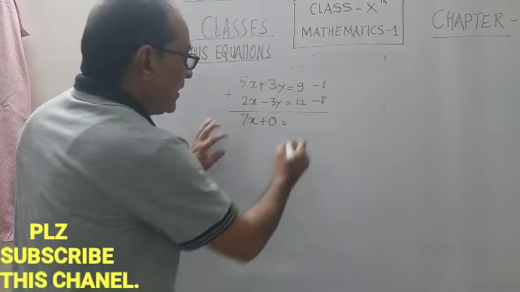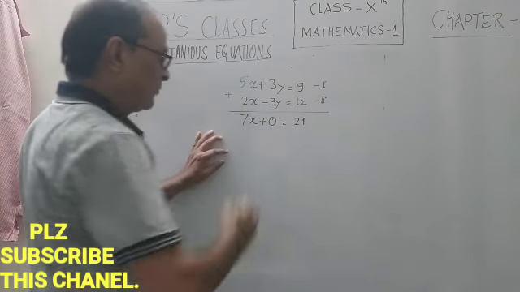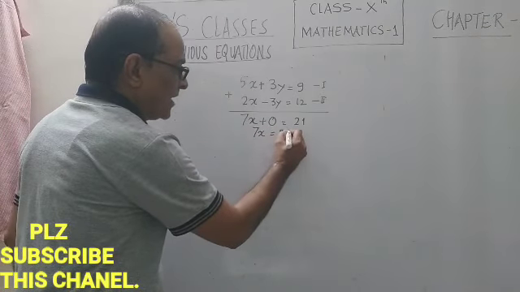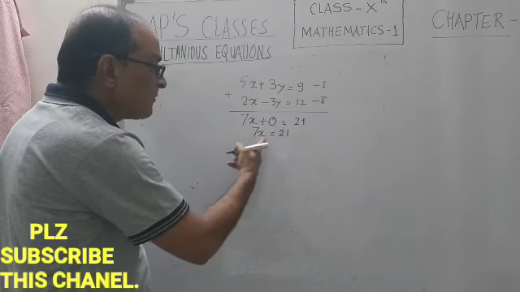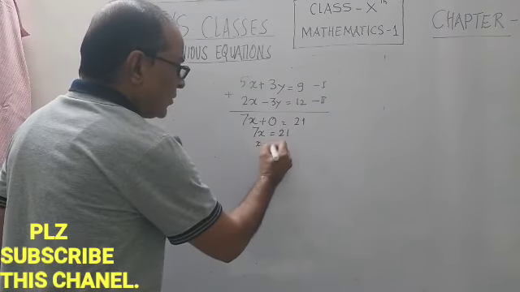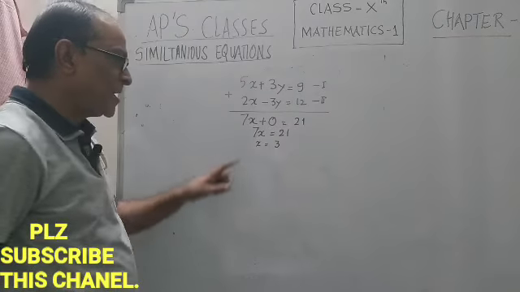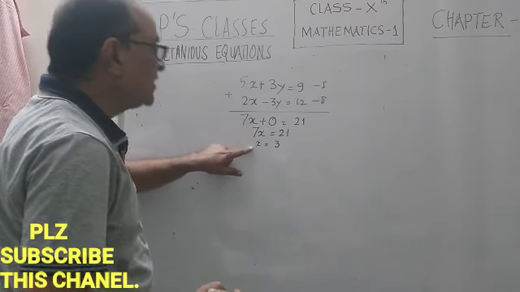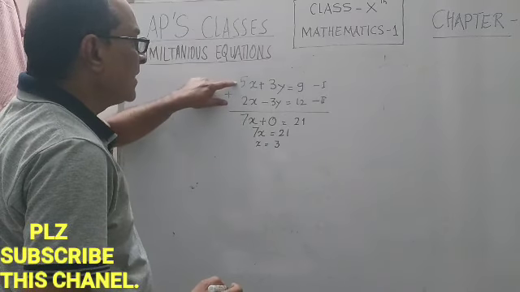9 plus 12, 21. So easy. So 7x is equal to 21. Now dividing by 7 to both the terms, so x is equal to 3. If I know the value of x is 3, I can put this value in any one of the equations.